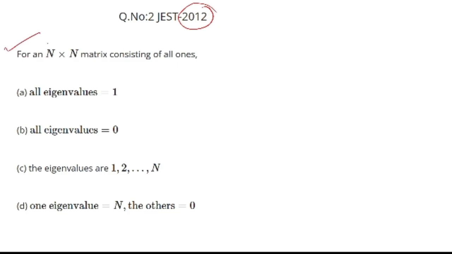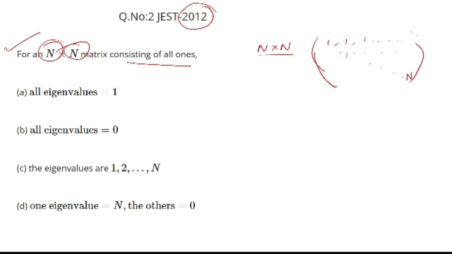The problem says that for an n cross n matrix consisting of all ones, that means the order of the matrix is n into n, and all elements of that matrix will be 1. So 1, 1, 1, up to n times, similarly for the n diagonal elements. So for this type of matrix, what will be the eigenvalues?